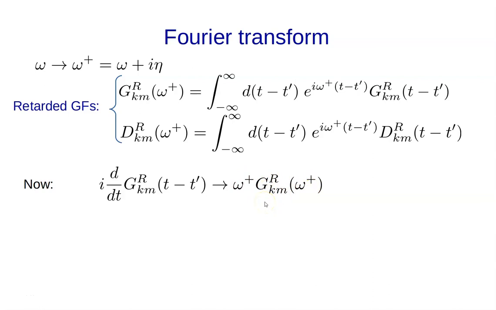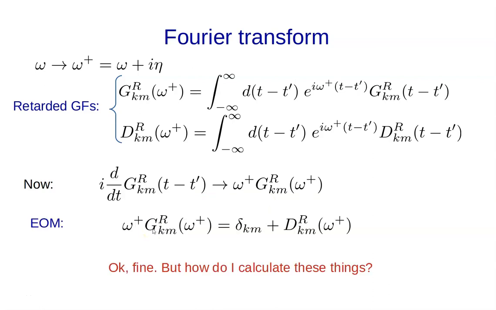So that makes my equation of motion in Fourier space, in omega space, much simpler. It would just be, on the left-hand side, omega plus times the retarded Green's function, and on the right-hand side, the Fourier transform of this other retarded correlation function, and delta km, since I got rid of the delta t minus t prime. So it's much easier to work here in the frequency domain because now everything's algebraic instead of having first order differential equations. I have algebraic equations, systems of equations, and so I can start calculating these things. But here's the question: how do I calculate these things?